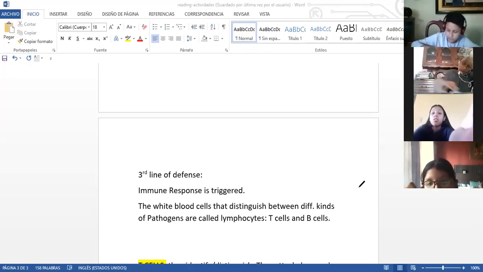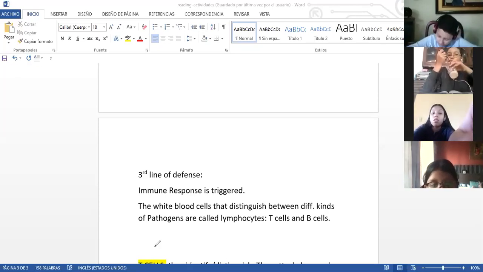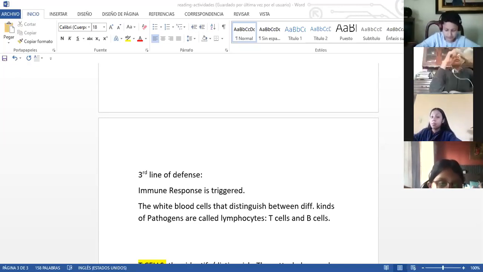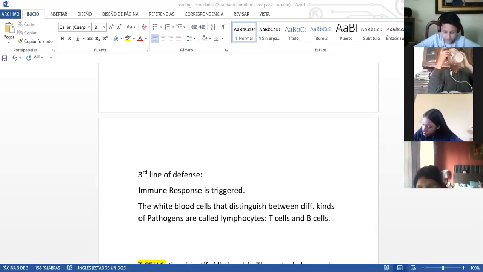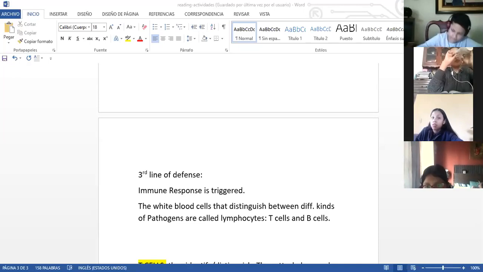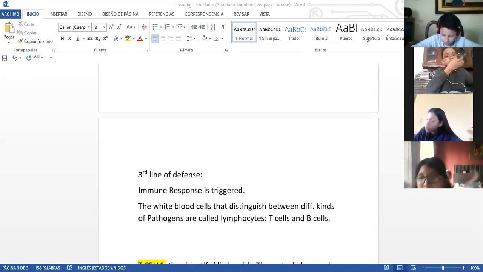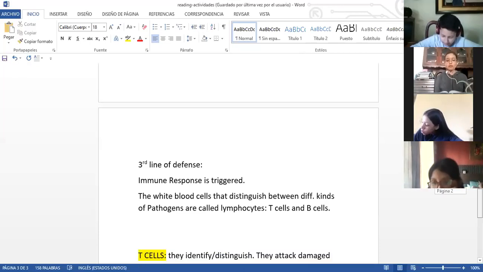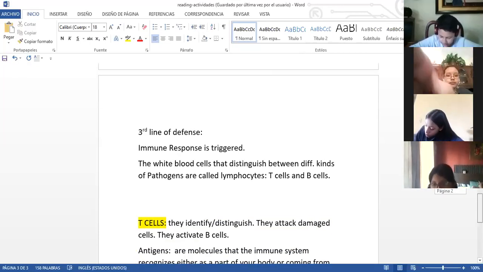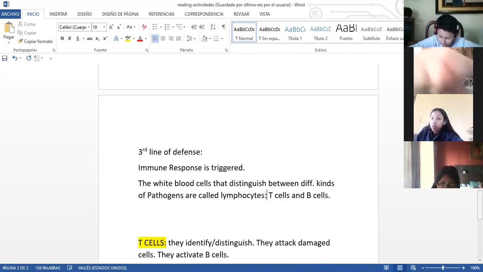Immune response. If an infection from a pathogen is severe enough, it triggers the body's third line of defense, the immune response. The immune response is controlled by the immune system. The cells of the immune system distinguish between different kinds of pathogens. They react to invaders with a defense targeted against a pathogen. The white blood cells that distinguish between different kinds of pathogens are called lymphocytes. Your body has two major kinds of lymphocytes, T cells and B cells.